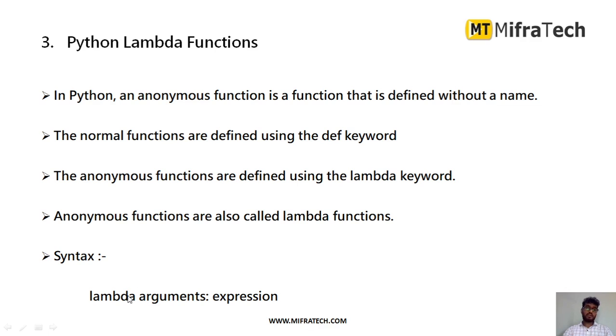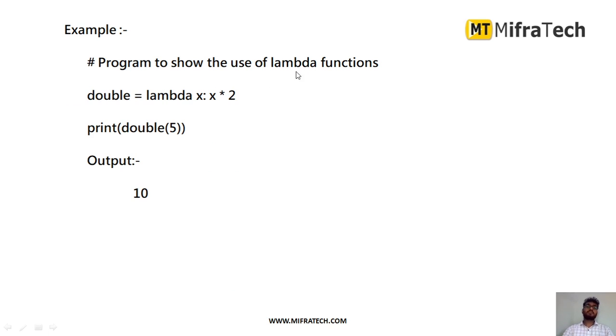The syntax for this: we have to write lambda, then the function's argument, and then the expression. So we'll see with an example. Here I am using double = lambda x: x * 2. This is a simple lambda function. It takes an input, multiplies that input by 2, and gives the result as output.